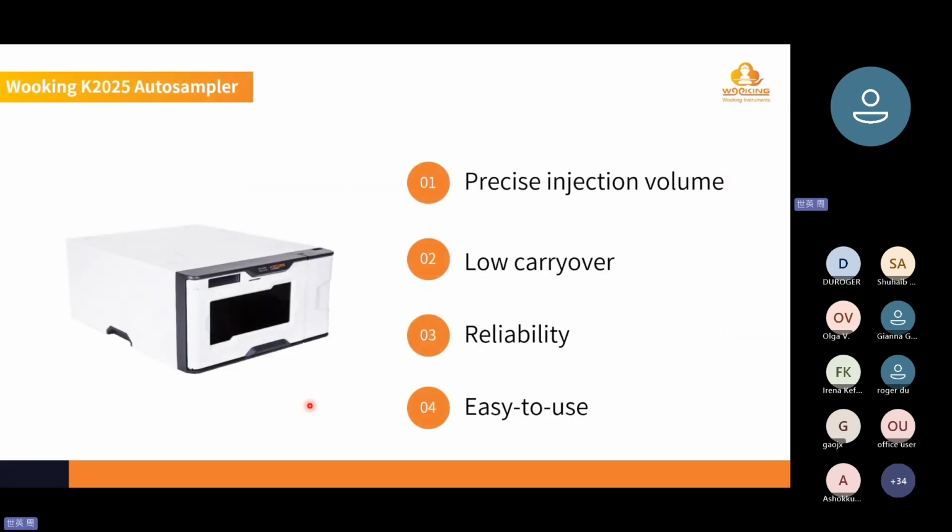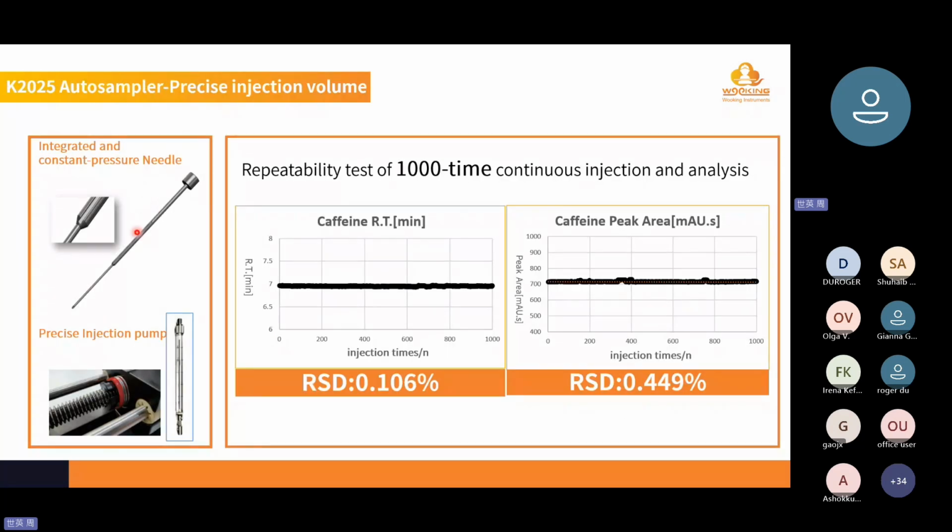The second module is auto-sampler. The auto-sampler has precise injection volume, low carryover, and reliability, which can confirm the quantitative accuracy, and it is easy to use. The auto-sampler adopts a patented constant pressure needle to keep the pressure inside and outside the sample valve constant, and cooperates with the precise injection pump to ensure the accuracy of injection volume.